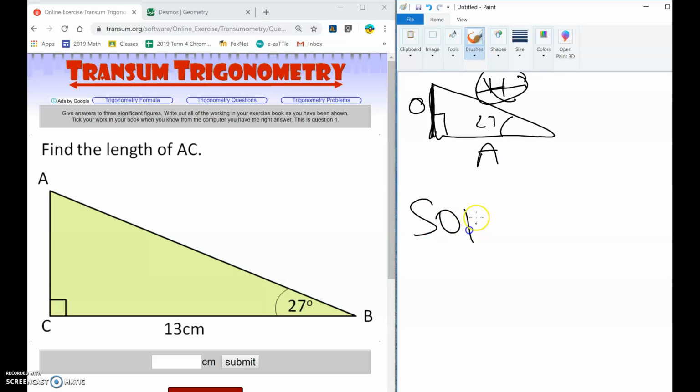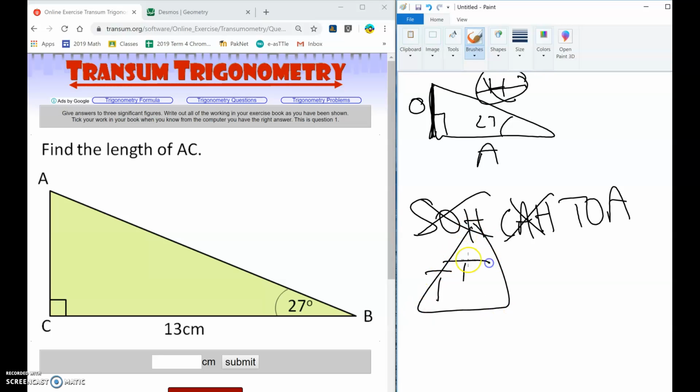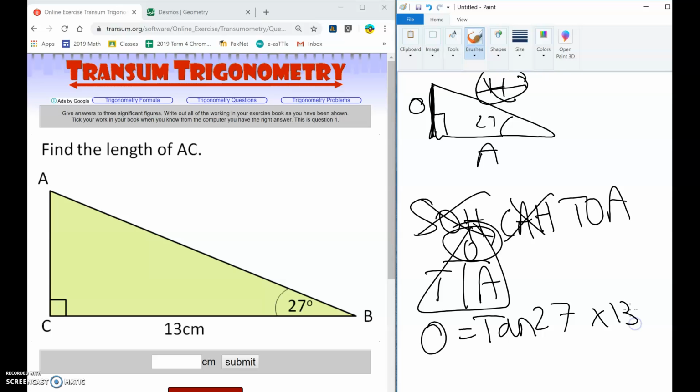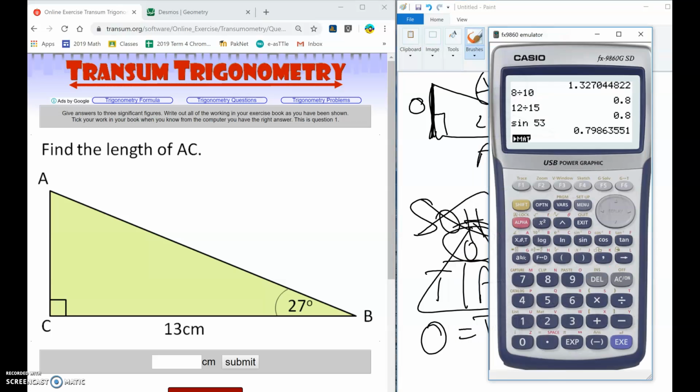So we think of our SOH CAH TOA, which we will do in class first. We don't want or need the H, so we know that we are dealing with TOA. So that means tan 27, actually, what are we trying to find? We are trying to find the opposite. The opposite is here, so the opposite equals, these two are side by side, so it's tan 27 times 13.